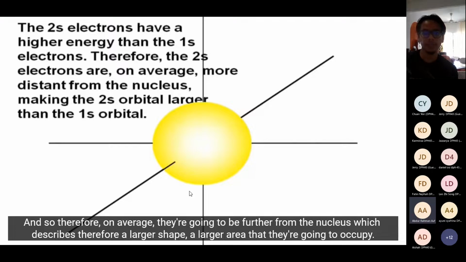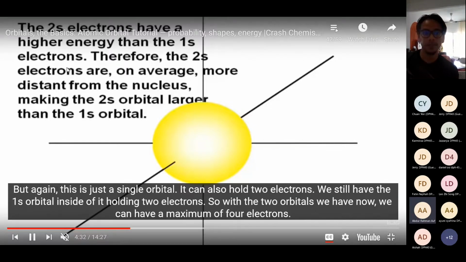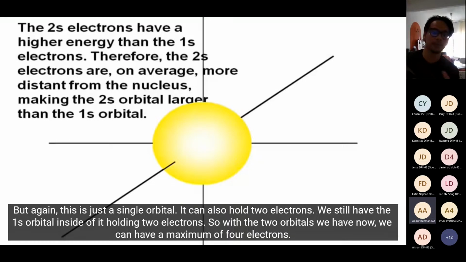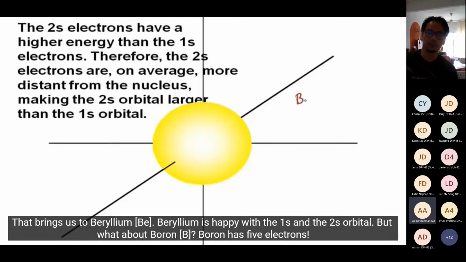So kat sini dia explain lah. Okay, therefore 2s electrons are on average more distant from the nucleus, making 2s orbital larger than 1s orbital because it has more energy. Kenapa dia ada more energy? Dia ada ability to absorb more energy because of the number of electrons yang atom tu ada.